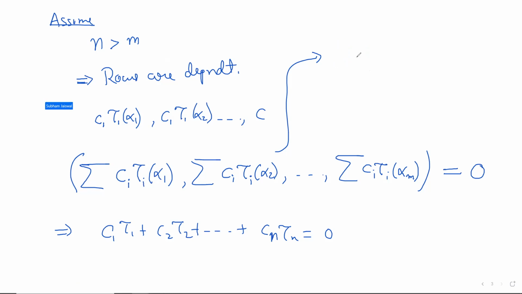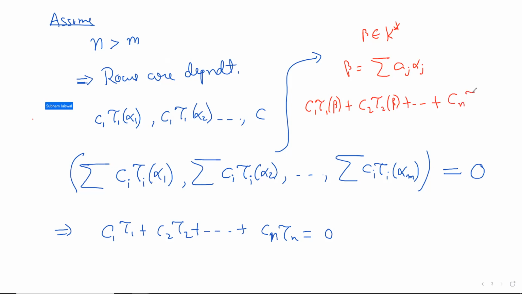Okay, yeah. So you have to separate it. Right, and you write it correctly. Let me write what you're saying. So you take a member, let's say beta, from K star, and you write beta as summation a j alpha j, and now you want to evaluate this. You want to show that this is zero. So how do you show it is zero?